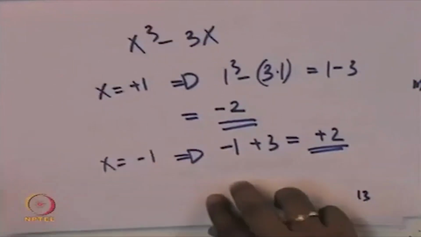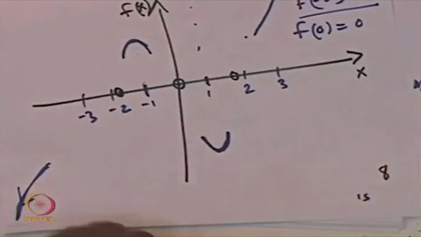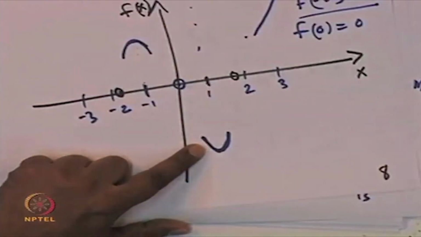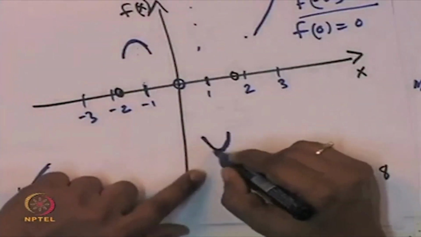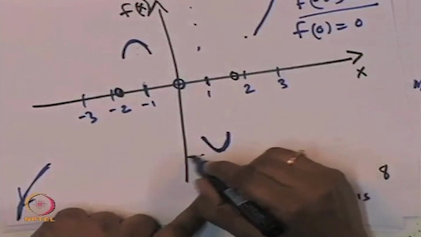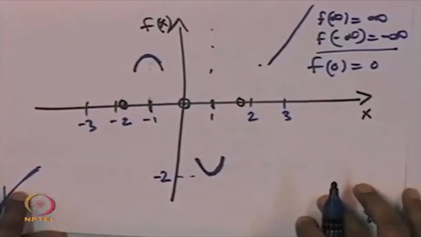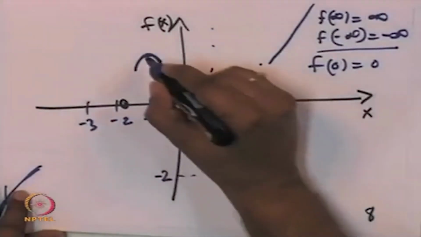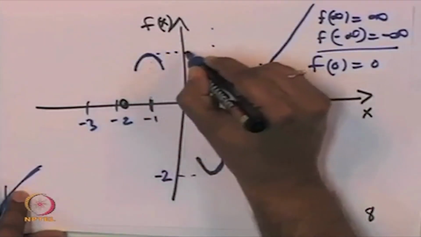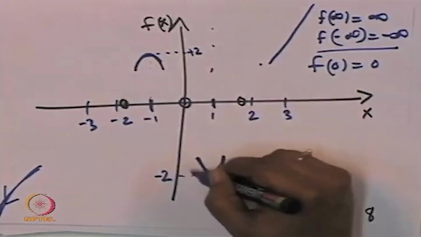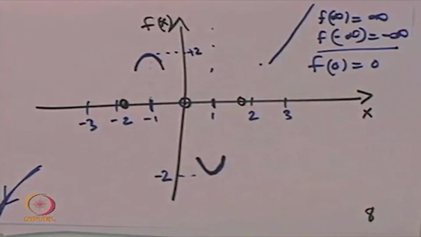So, what does this mean? This means that at x equal to plus 1, the function is at minus 2, and the minimum is at minus 2. And at x equal to minus 1, the maxima happens at plus 2. So, at plus 2 there is a maxima, and at minus 2 there is a minima. So, we know a lot of things now.